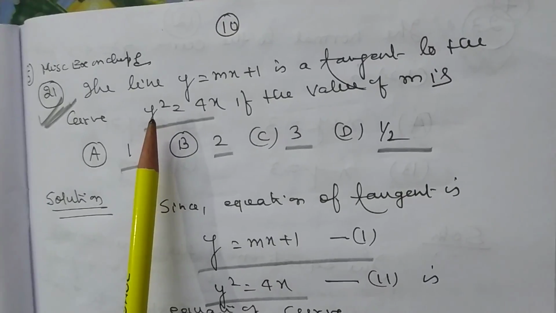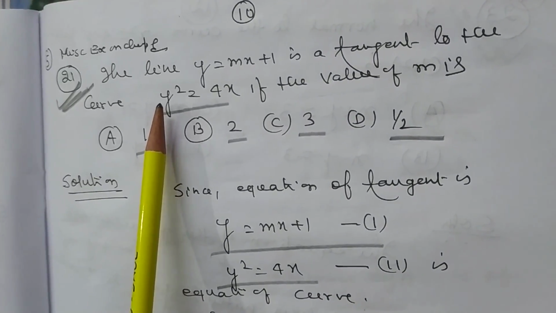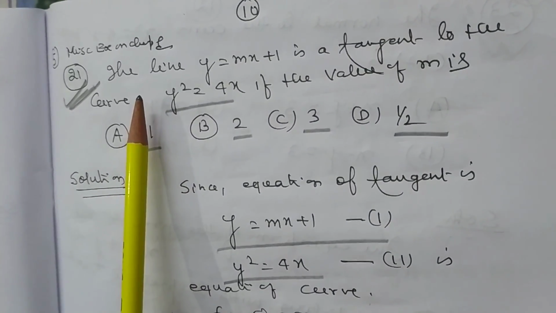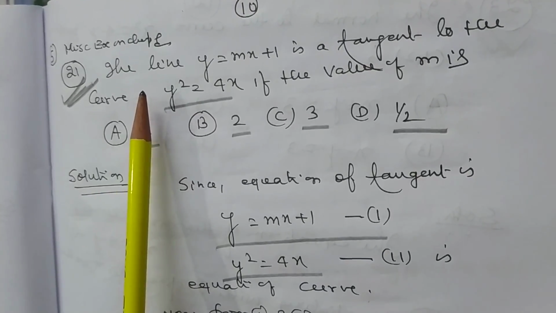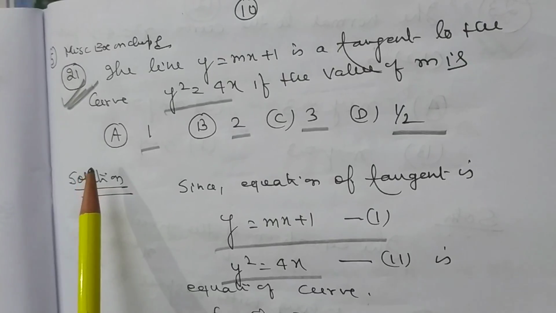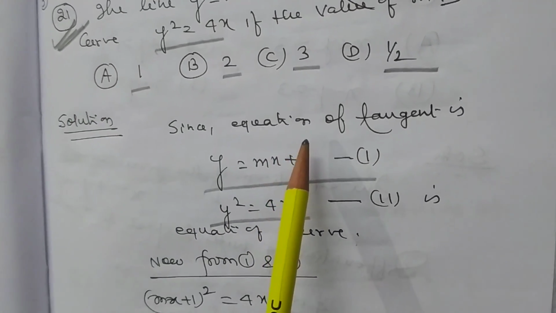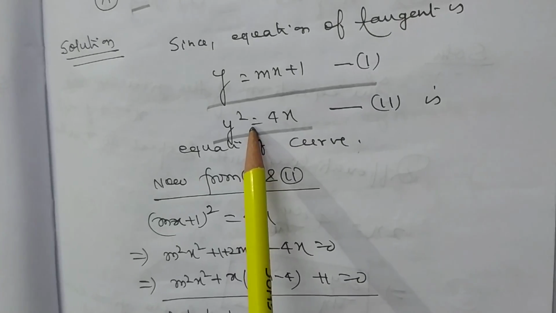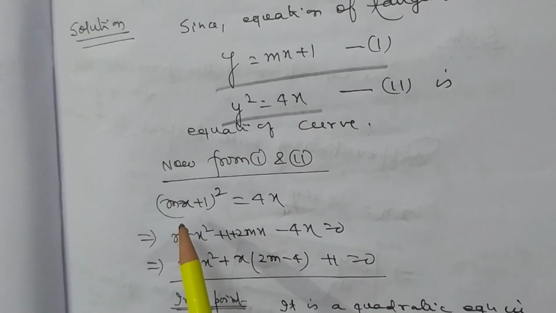Dear students, this problem is from the miscellaneous exercise on chapter 6, problem number 21. So now I want to make it clear, the equation of the tangent is y = mx + 1 and the equation of the curve is y² = 4x.